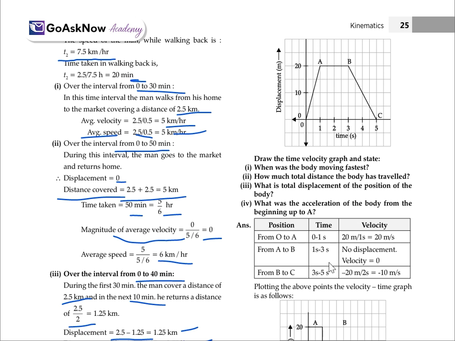From A to B means 1 second to 3 second. Just see from here. Okay. So no displacement. From B to C, 3 to 5 second, means minus 20 by 2, which means minus 10. Okay.